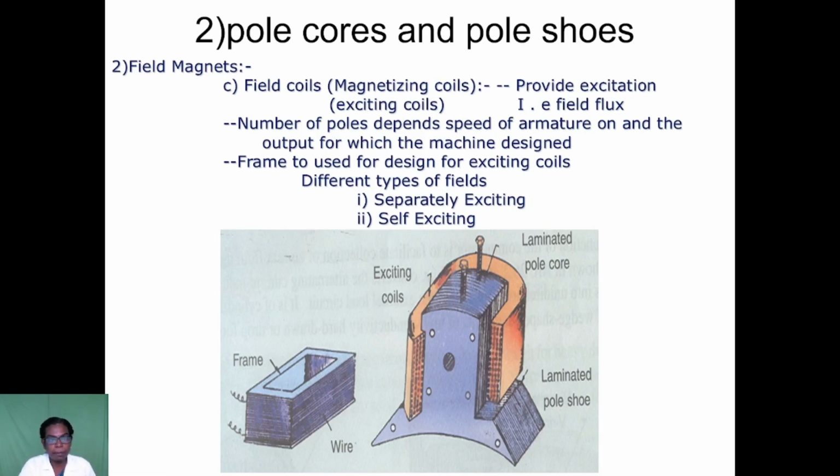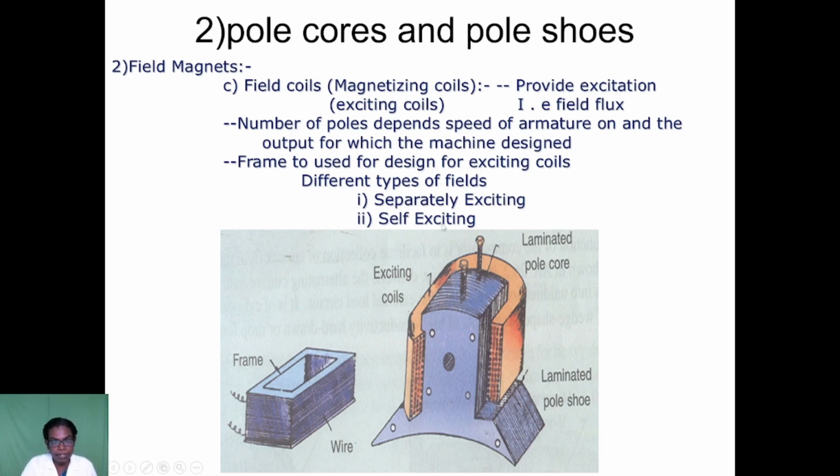Next, the pole core and pole shoe, a continuation of the previous slide. The field coil is placed in the pole core. The diagram clearly shows the field core, and in that core the field coil is wound. This exciting or magnetizing coil provides the excitation to the rotor. The number of poles depends on the speed of the armature and the output for which the machine is designed. The frame is used for holding the exciting coil.